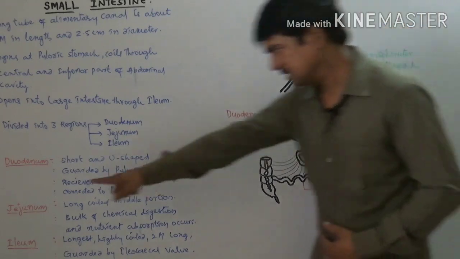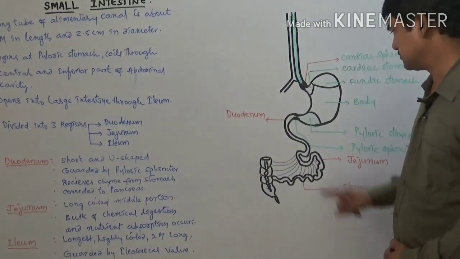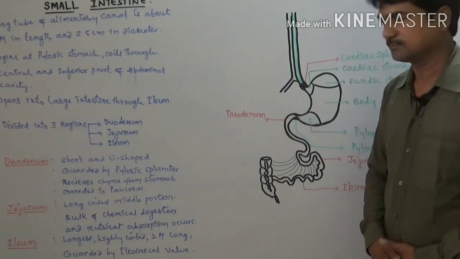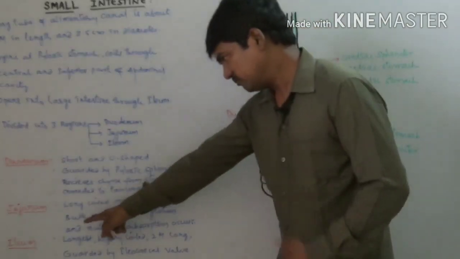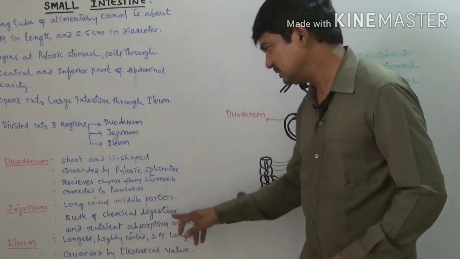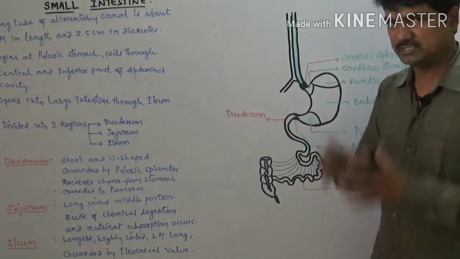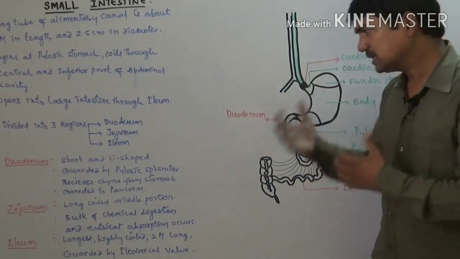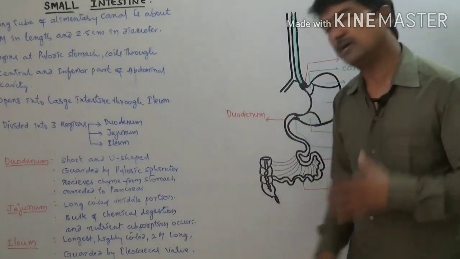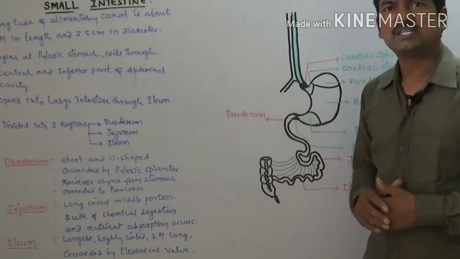And the second part is called the jejunum. The jejunum is the long coiled middle portion of the small intestine. And what will happen in the jejunum? Here the bulk of chemical digestion and nutrient absorption occurs. That is the most important character. The bulk of chemical digestion takes place, and at the same time, nutrient absorption also takes place. That is the most important character present in the small intestine.